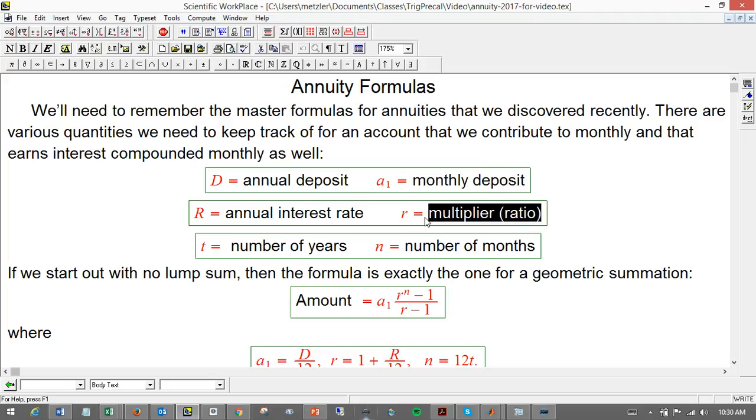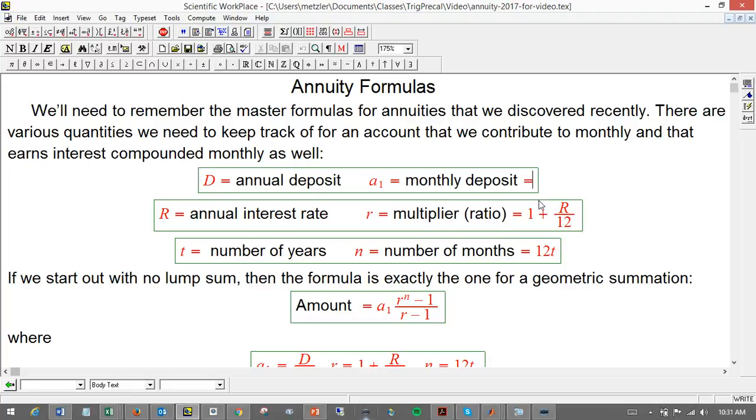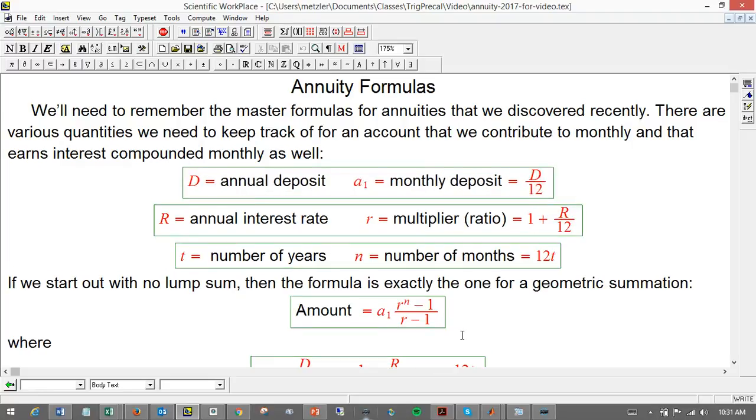Little r is the multiplier, or the ratio, and that is crucially given by 1 plus R over 12. And then n, the number of compoundings that are going to happen, also the number of contributions we make to the account, is the number of months, and that's going to be 12 times however many years have gone by. Oh, and of course the monthly deposit is going to be, I put these down a little later as well, so it's a little redundant.